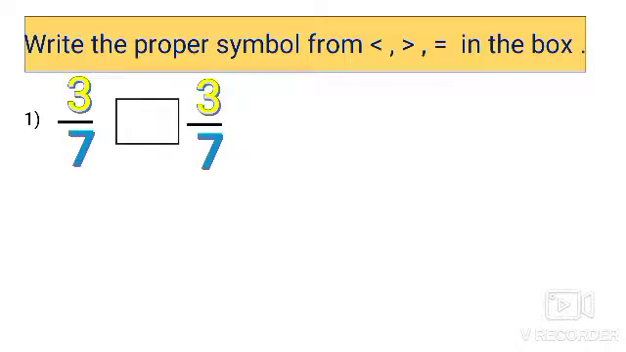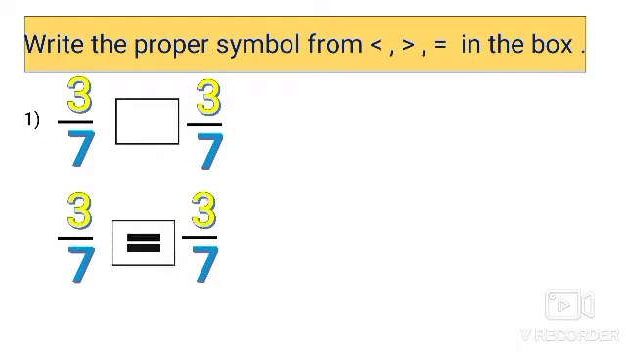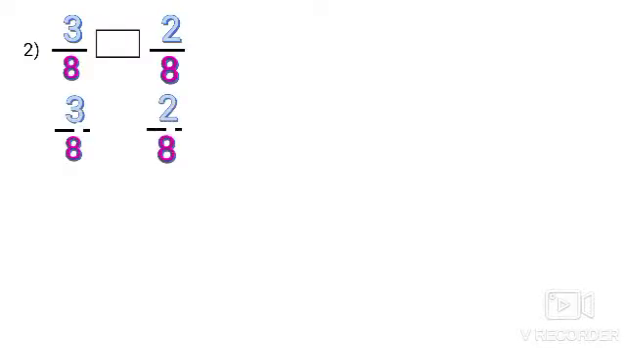You have to write the proper symbol. First you will see the fractions 3 upon 7 and 3 upon 7. Both are equal, so you will put the equals to sign. It's very simple, students. Look at the next example. 3 upon 8, 2 upon 8. Like fractions. So see the numerator. Which side is greater? There you will write the greater sign.